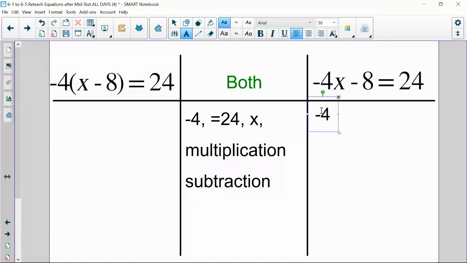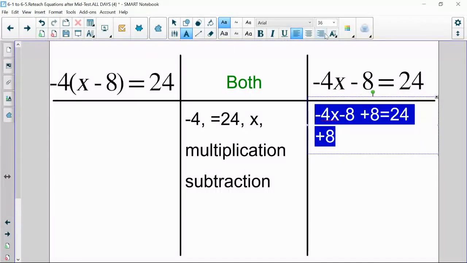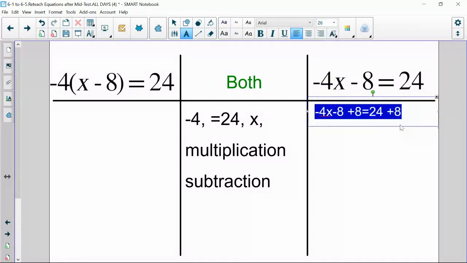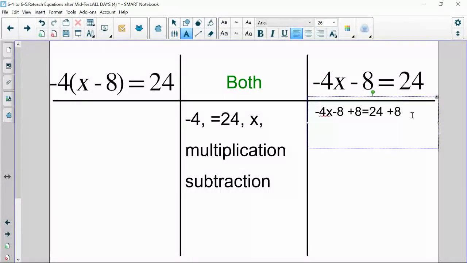If I did this regular 2-step equation first, what's the opposite of subtracting 8? We would add 8, and you remember we would do that to both sides. Then we would still have our -4x, but now that would equal 32. The opposite of multiplication we know is division, so I'm going to divide by -4 on both sides.